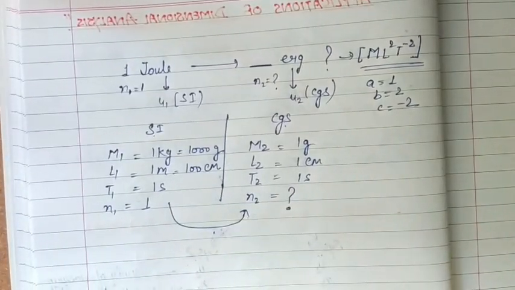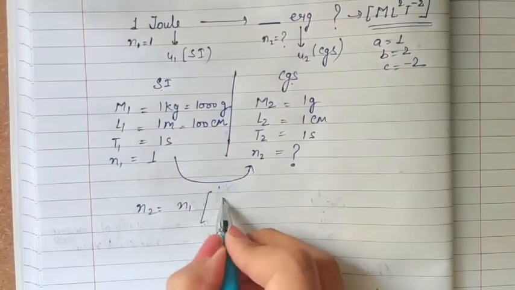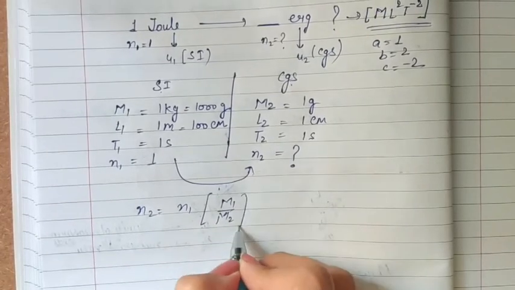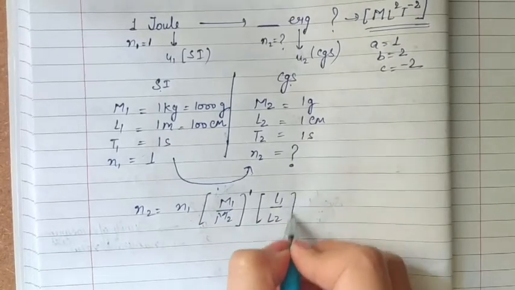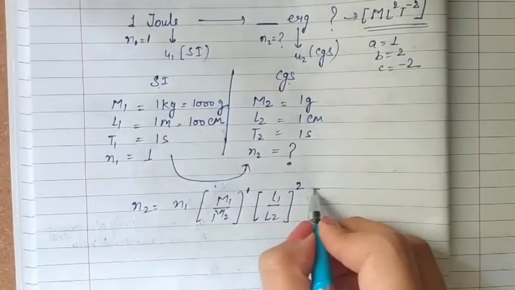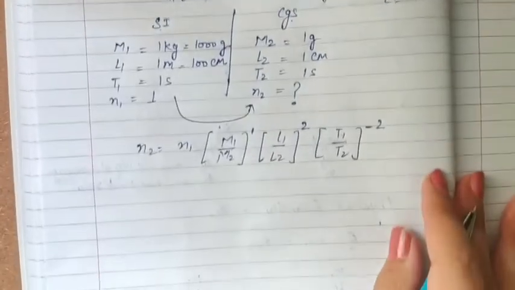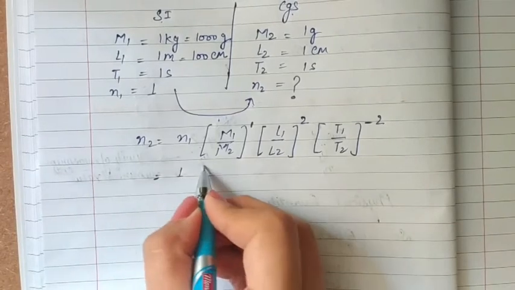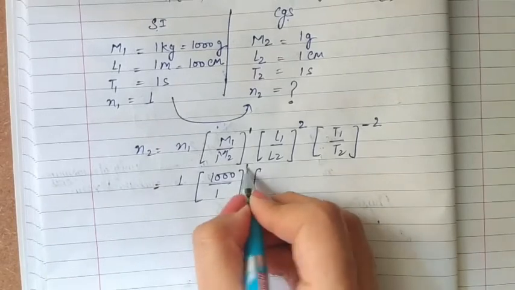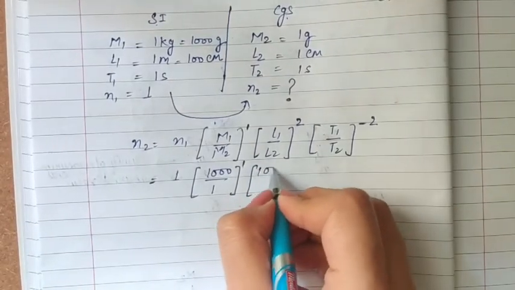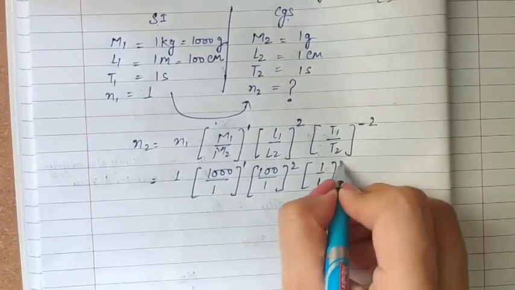Now we are going to use our technique that N2 is equal to N1 into M1 upon M2 to the power A. So A was 1, L1 upon L2 to the power B, that is 2, T1 upon T2 to the power C, that is minus 2. Now we have to substitute all the values. So N1 was 1, M1 upon M2 was 1000 upon 1 to the power 1, L1 upon L2 was 100 upon 1 to the power 2, T1 upon T2 was 1 upon 1 to the power minus 2.